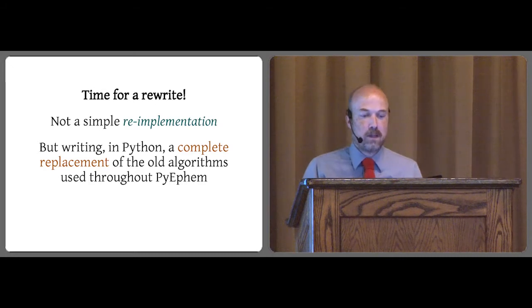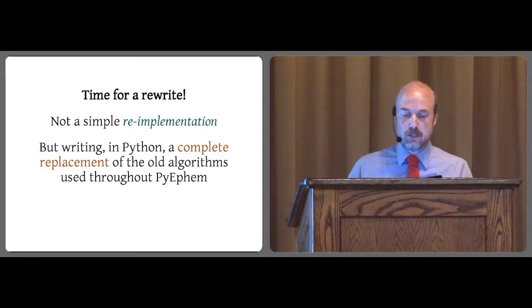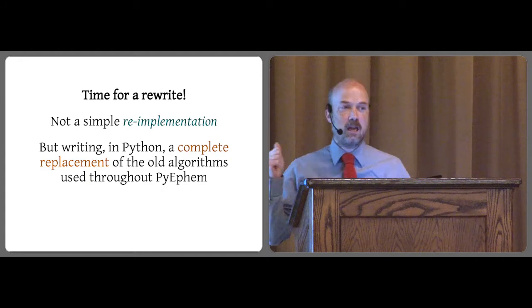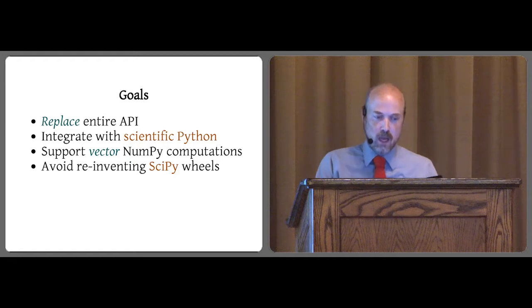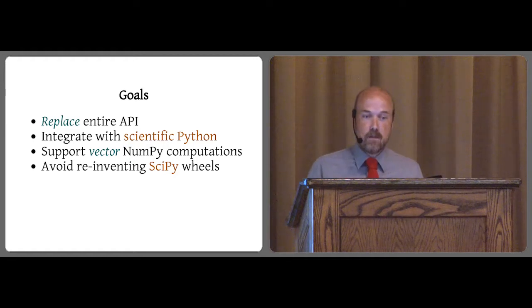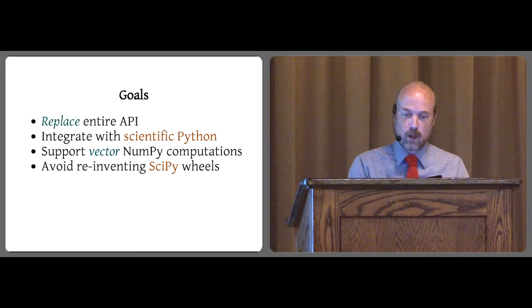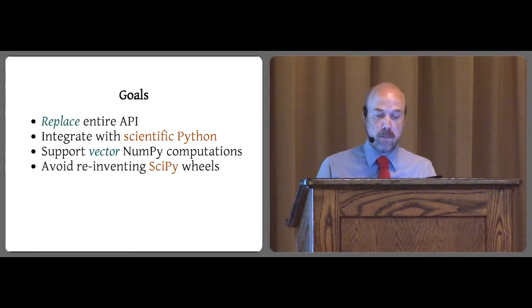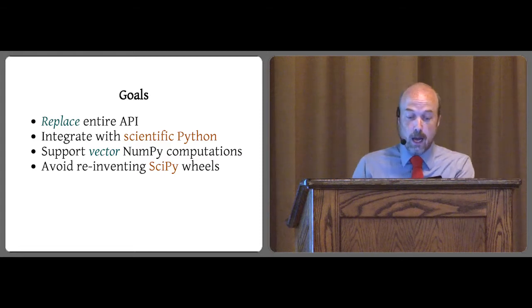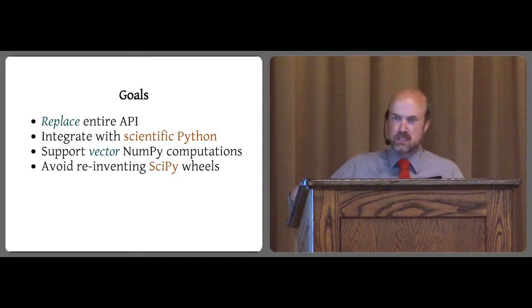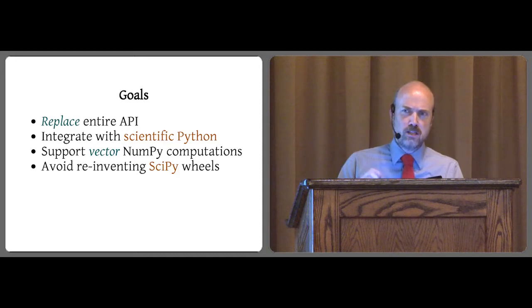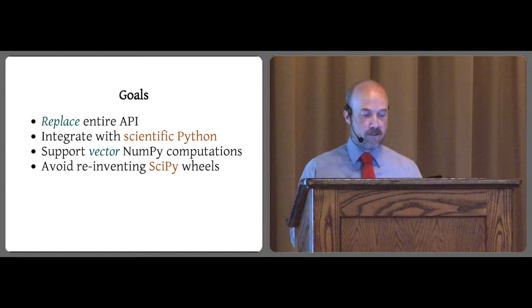Writing in Python a complete replacement of the old algorithms used throughout PyEphem, so that what came out would now be much, much higher quality and much higher precision. I wanted to replace the entire API with something that reflected what I'd learned over 15 years. I wanted better integration with the new scientific Python tools like IPython Notebook. I wanted to let you give me a whole vector of dates and come out with a vector of positions for Mars or whatever. And I wanted, this time, to avoid reinventing several wheels that are already offered in SciPy.